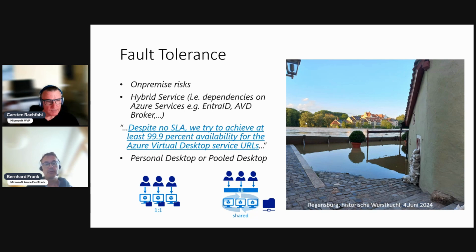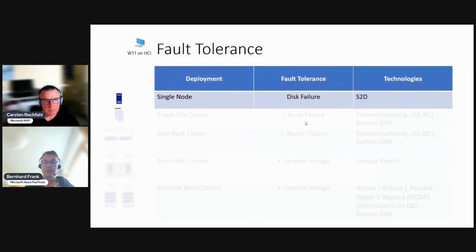So maybe you have a mixture of both. So you need to have maybe two or align two BCDR strategies, right? Depending on the importance of the desktops that you're hosting. So maybe let's talk a little bit about the deployment methods that you have with Azure Stack HCI, right?